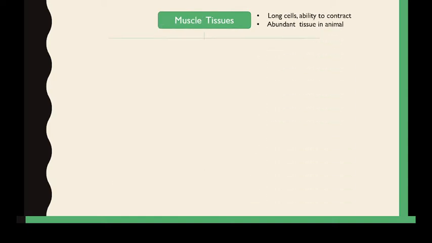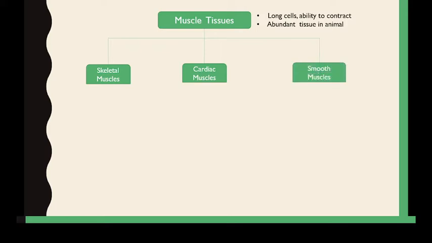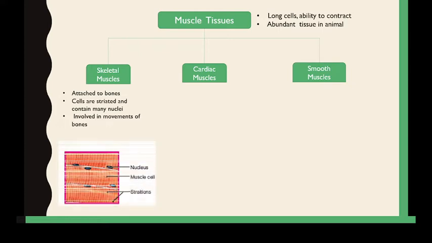What are muscle tissues? The muscle tissues contain long cells which have the ability to contract and relax, and they are the most abundant tissues in animals. They are further divided into three types: skeletal muscles, cardiac muscles, and smooth muscles. What are skeletal muscles? They are present in bones. Their cells are striated and they contain many nuclei. They are involved in movement of bones. You can see in the diagram that these are the skeletal muscles.